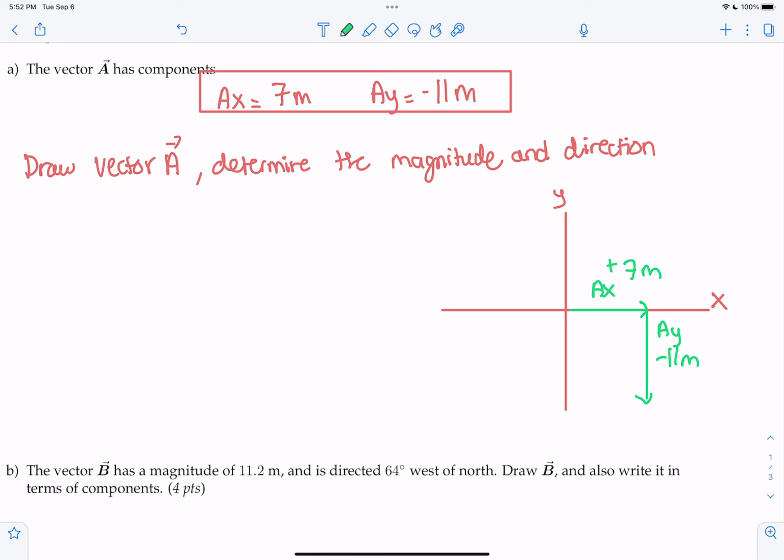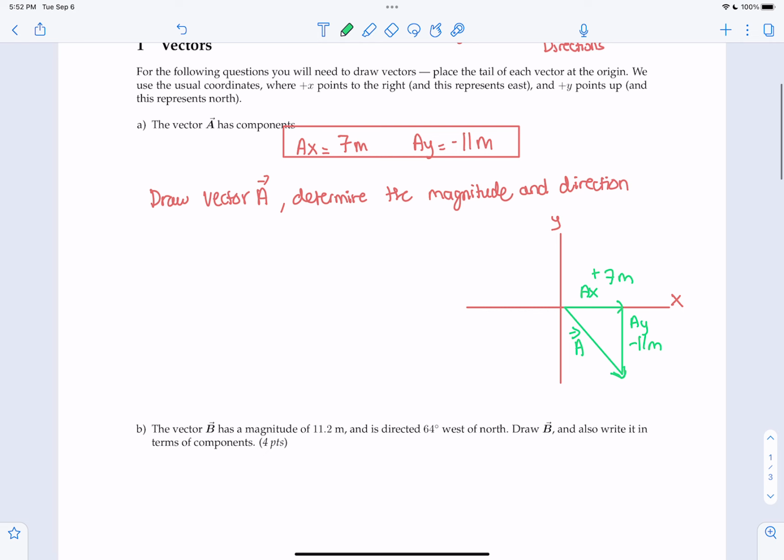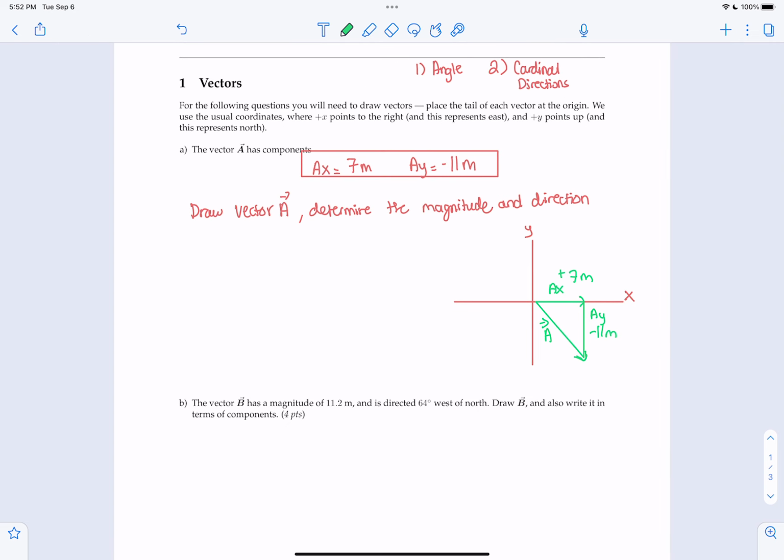If we're adding our vectors tip to tail, like I am doing here, so I have the tip of vector AX to the tail of vector AY, then I just draw my resultant vector from the tail of the first vector to the tip of the final vector. So I take the tail of AX and connect it with the tip of AY. That would be my resultant vector, my overall vector A. So AX plus AY, add those two together. Those will make up the components of A.